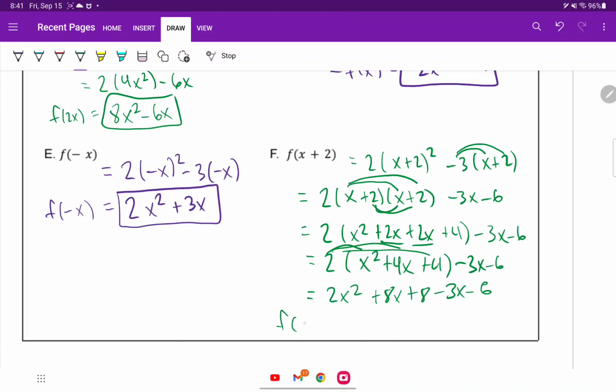And then last but not least, we're going to combine our like terms, which will give me 2x squared. 8x minus 3x is 5x, and 8 minus 6 is 2. And there's our solution right there.